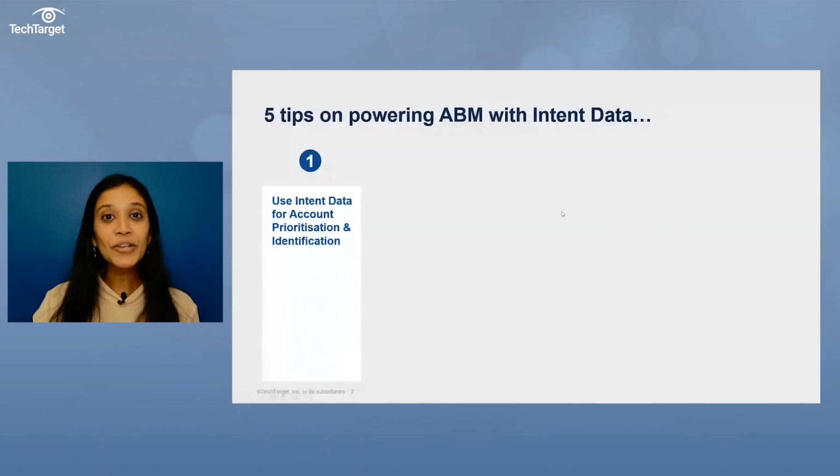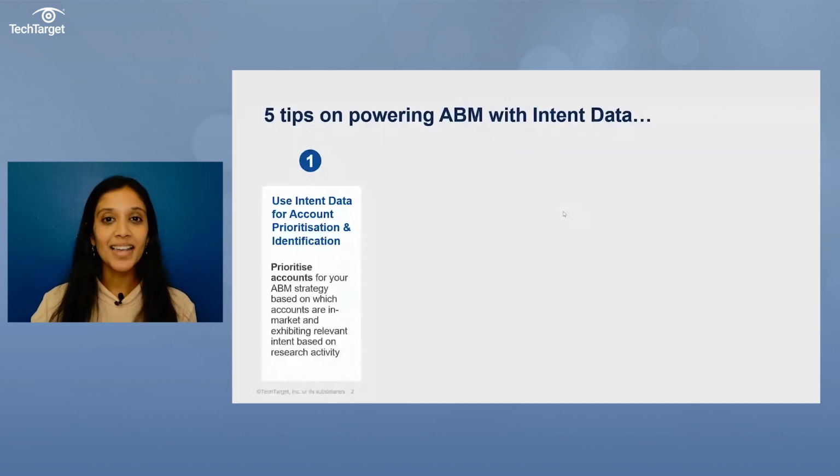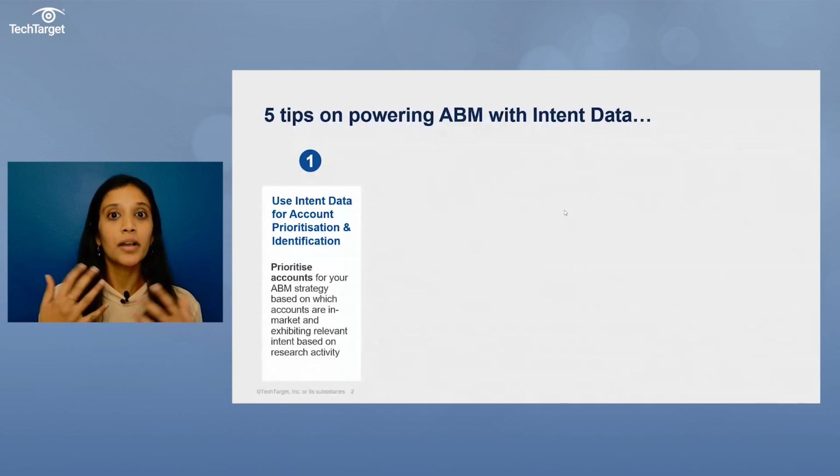Tip number 1, use intent data for account identification and prioritization. A lot of the times, marketers are handed a list of accounts to include in their ABM program without much rhyme or reason. Layering on intent data on top of these accounts really allows you to understand which of these accounts are actually in market and which of these you should actually be utilizing when it comes to your ABM program.